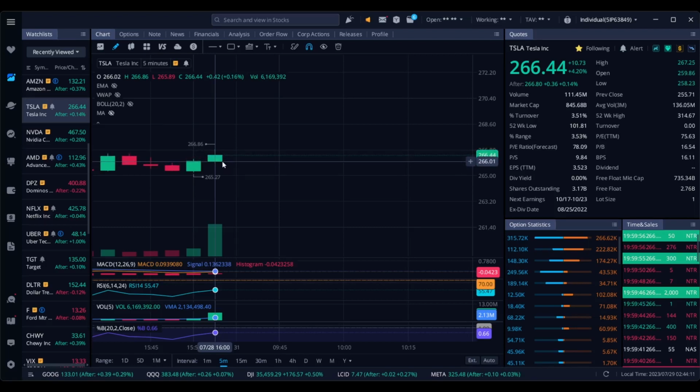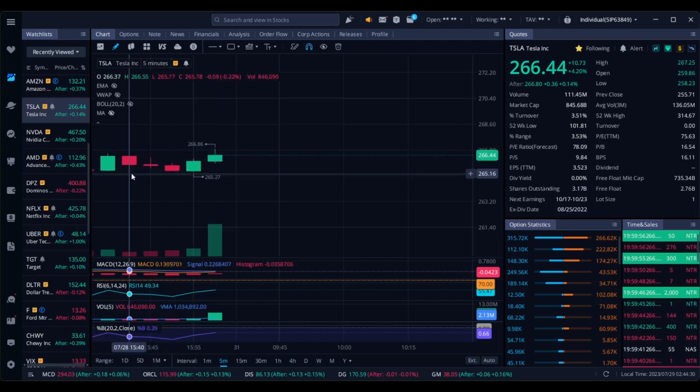It opened right here, went all the way down to the bottom of the wick, came all the way back up. This was the highest it went, but then it came right here. So it closed right there. Boom. As you can see, 266.45 or 44.